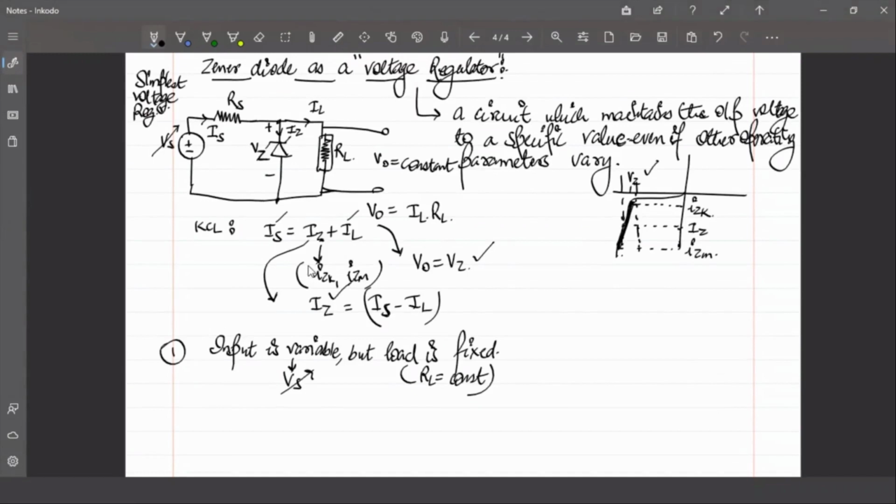This Vs is now variable. We know that this Zener diode will always be reverse biased in the breakdown region if this Vs is more, that means if it is crossing this value, because Vs is the reason why this device will become reverse biased and in the breakdown region. So if we have increased the value of Vs, we definitely know that this will be in the reverse bias condition in the breakdown region.